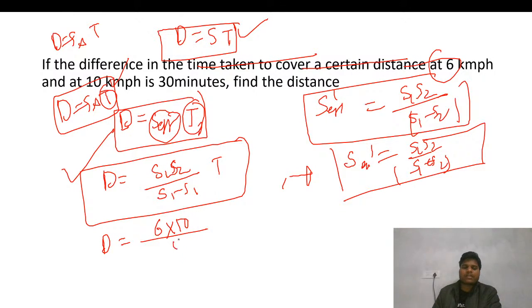So 10 minus 6, that is 4, and the difference is 30 upon 60, because all things I am taking in kilometer per hour. So this should also be in hours. Okay, so 2 and 2 things. So again 30 by 4, so that is 7.5. I hope this is clear.